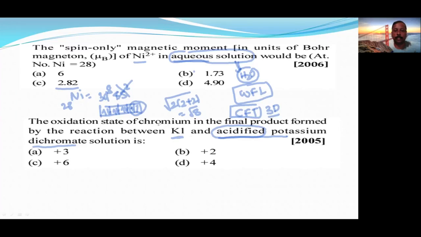But the question is about the oxidation state of chromium. Oxidation state of what? Chromium. So chromium will exhibit plus 6 and plus 3. Already it is in the potassium dichromate at plus 6, so the final oxidation number of chromium will be plus 3. If they ask about the iodine oxidation state, that will be 0 because it will form as I2. This is additional information I am giving you now itself.